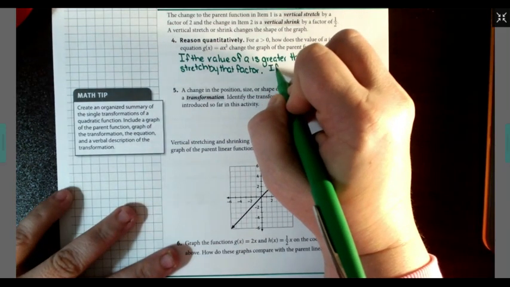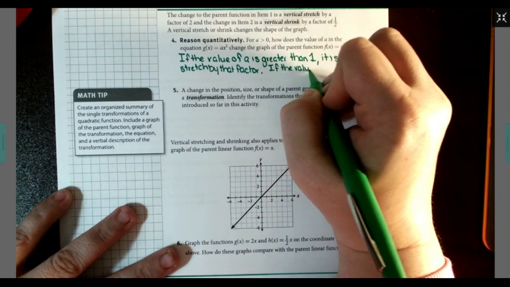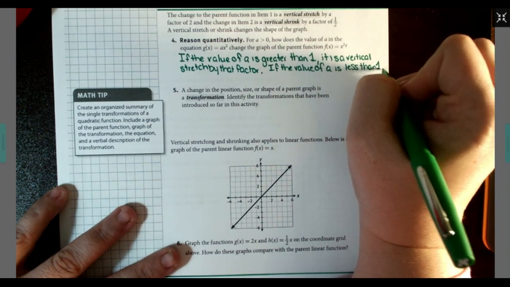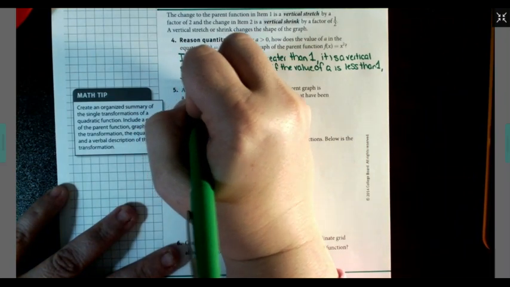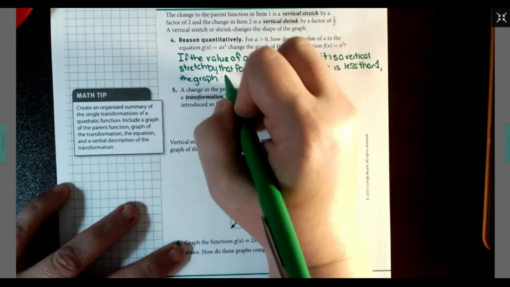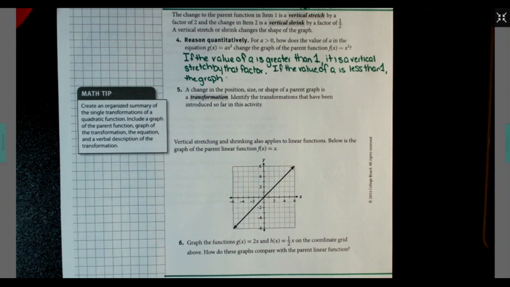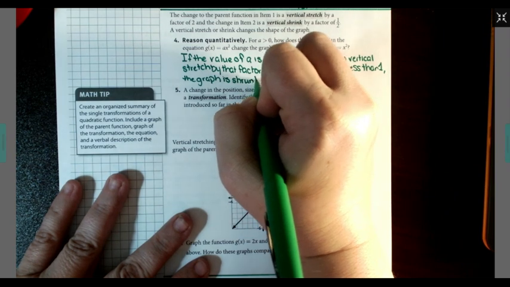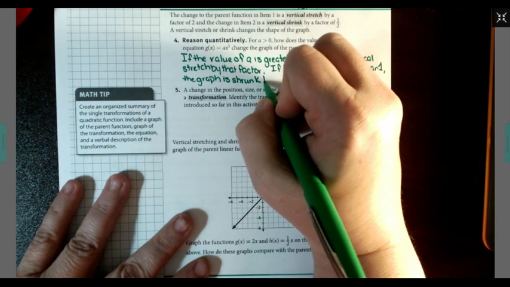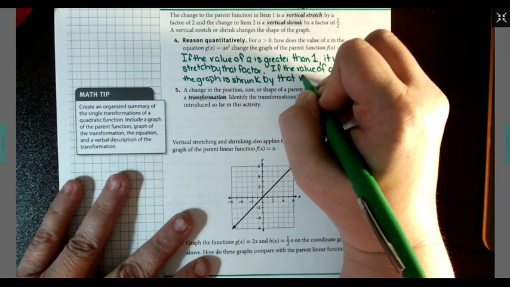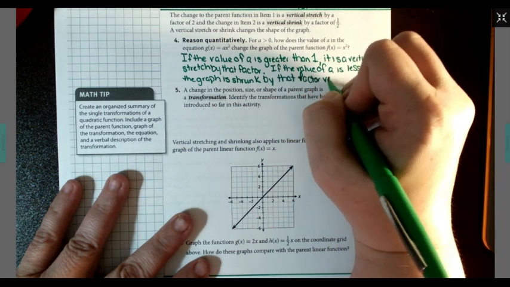If the value of a is less than 1, the graph is shrunk by that factor vertically.